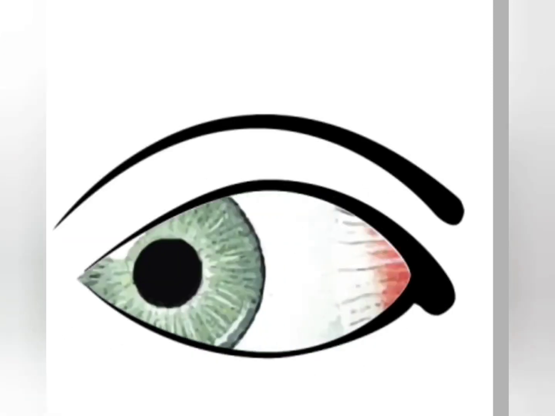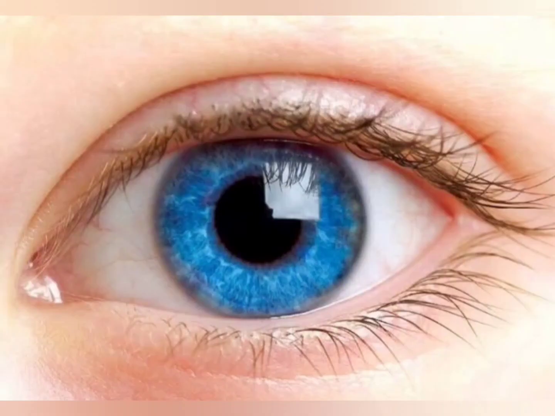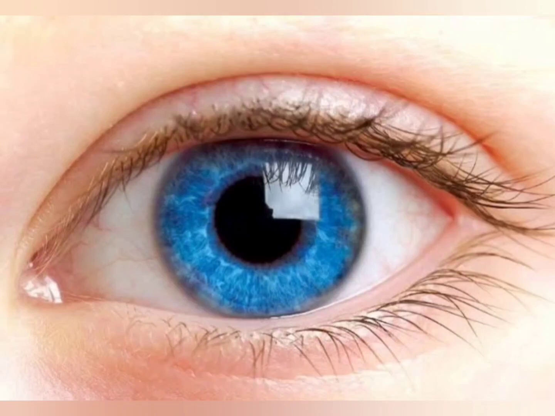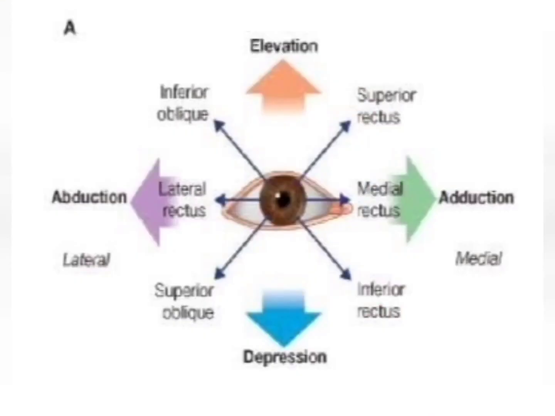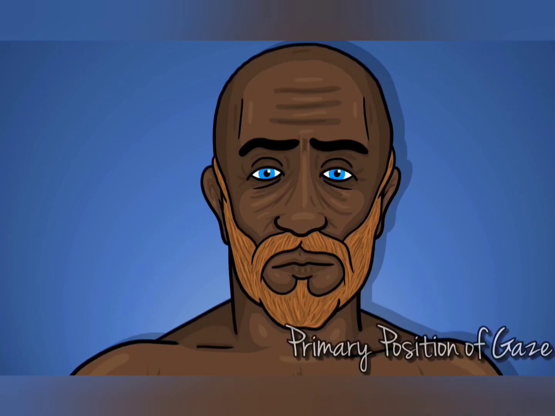Each orbit is a pear-shaped structure that is formed by several bones. Eye movements are any shift of position of the eye in its orbit. Let us see the anatomical positions of the eye. If the eyes look straight forward, it's called the primary position of the gaze.